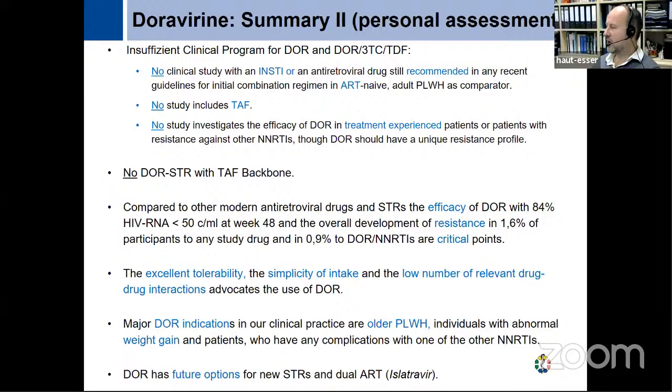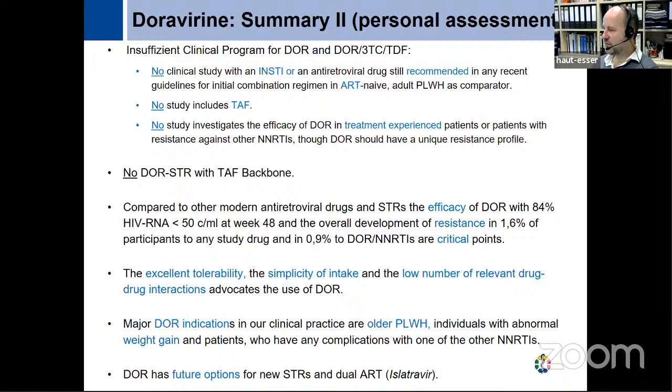For example, if you have hepatotoxicity in nevirapine-treated patients, we see that if you switch to Doravirine, you see fewer hepatic problems. Also, if you have neuropsychiatric problems with efavirenz, you have fewer problems. And another good point is you have no interactions with PPIs. So some people prefer to use Doravirine with rilpivirine because they use PPIs from time to time.